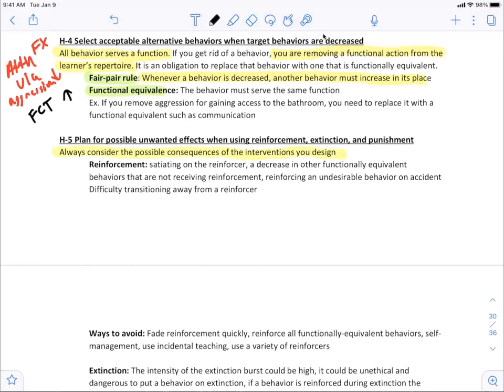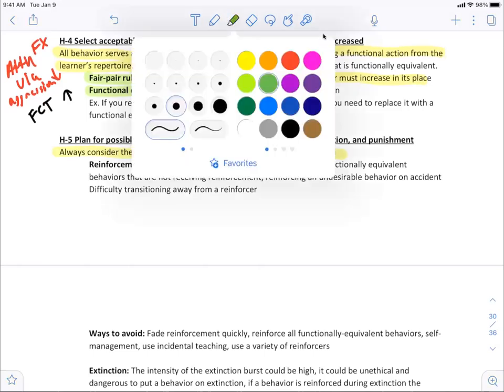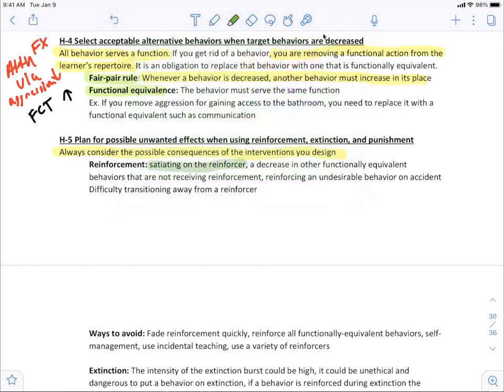Reinforcement's great, right? It's what we use to change behavior. But what could possibly happen with reinforcement? Well, we might satiate on a reinforcer. So we get too much of that reinforcer, and we lose the value of that reinforcer. What should we do to avoid that? Well, we need to make sure to pair other items with that reinforcer to create multiple reinforcers. We can't just rely on one, because if we satiate, we're in trouble.